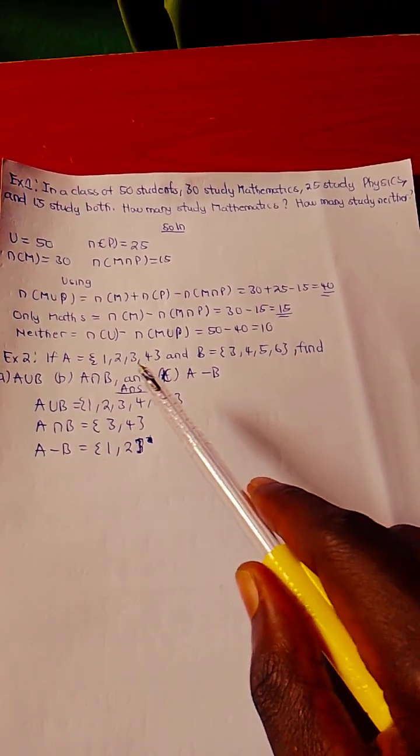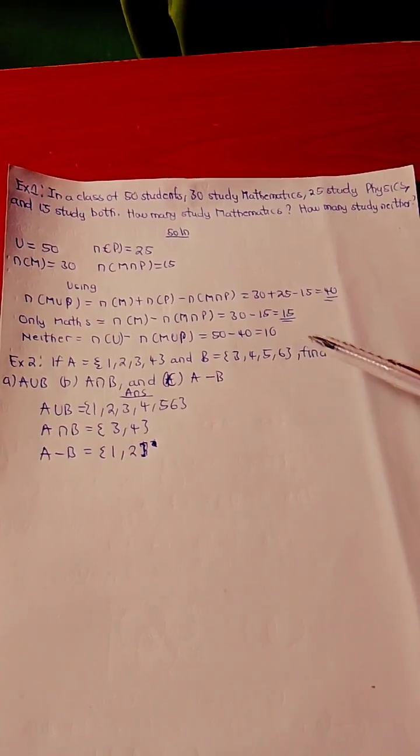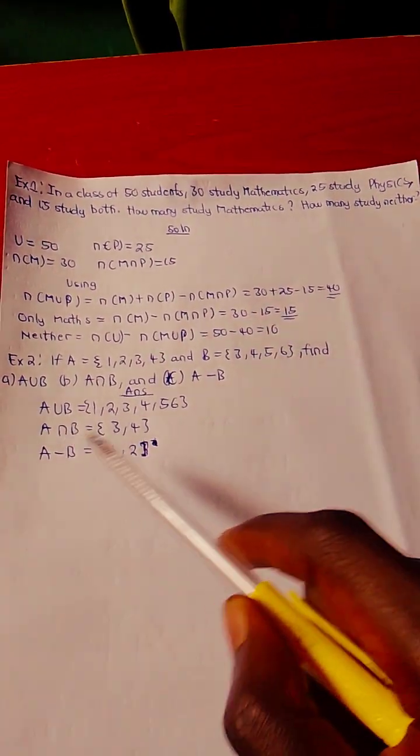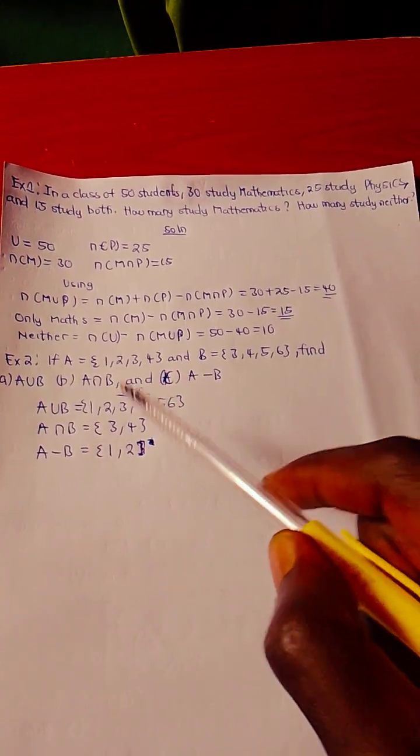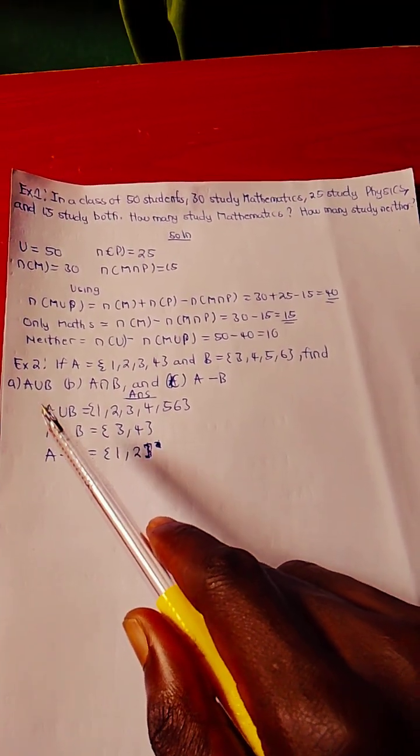So A union B is said to be what? 1, 2, 3, 4, 5, 6. So we put them together. Since 3 and 4 are in both, we don't need to write them two times. We just write them once. So we are done with finding the answer of A union B.